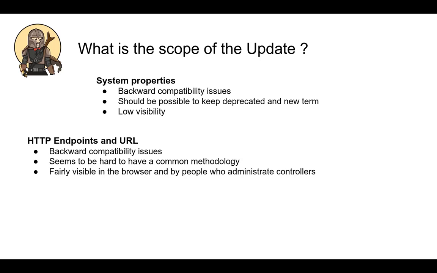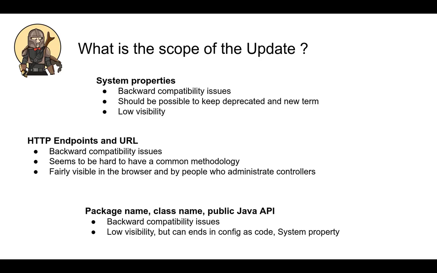And for HTTP endpoints, like requests to update, to ask for some data from Jenkins, and the URL in the browser, it seems to be something that we need to look at one by one. I'm not sure there is a generic way for that. And the last one is the code itself, the last part. The package name, the Java API. There is a lot of backward compatibility issues. So I think it's the part that most people keep for later, for now.